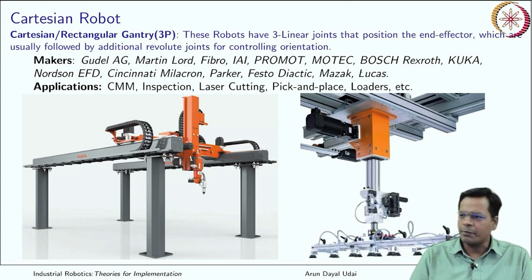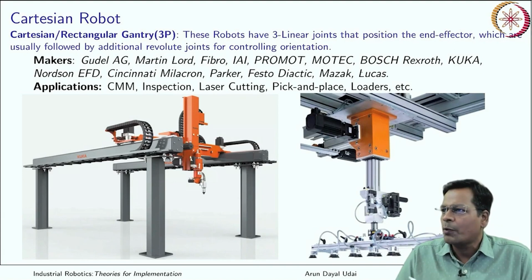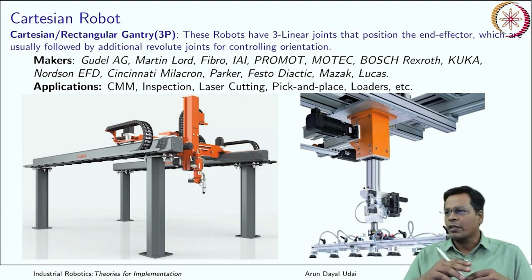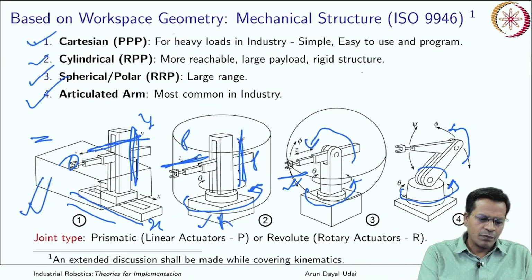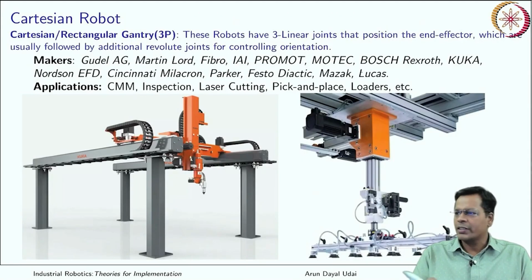The first one, again coming back to the Cartesian robot, is also known as a gantry robot. It has a rectangular work volume. You saw it just here, this one.